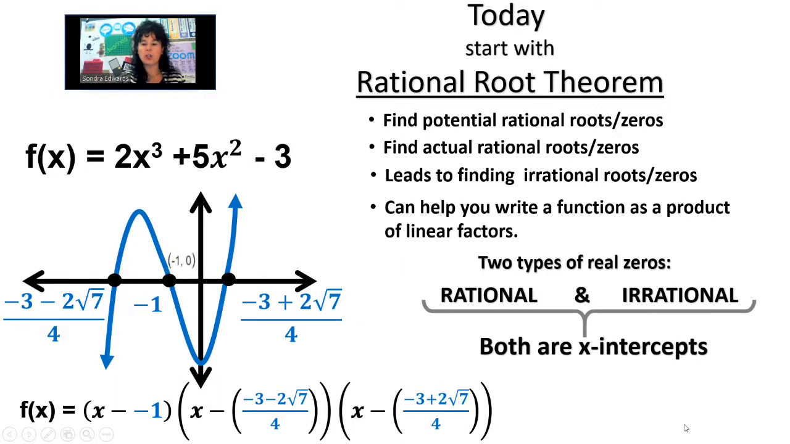If I were to use something like Desmos, just be careful because notice -3 plus 2 root 7 all over 4 is approximately 0.686. But this is a rounded version of a decimal that goes on forever without a pattern. Okay, so this one is irrational, and same thing here. That -2.186 is a rounded version of this decimal. So these two are irrational, and -1 obviously rational.